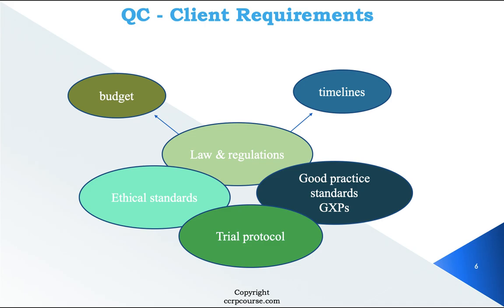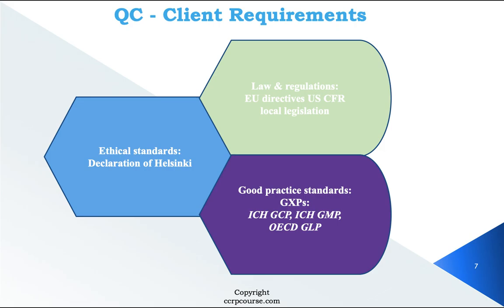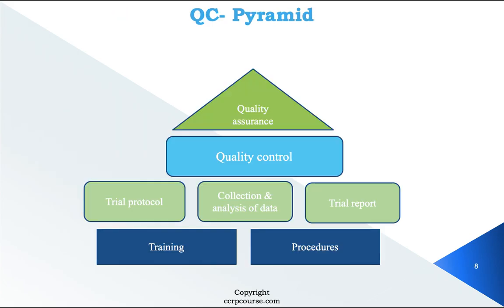You have the budget, the law and regulations, the timelines, along with the ethical standards, the trial protocols, and the good practice standards, which are also known as GxPs. You also have the ethical standards, which is the Declaration of Helsinki. You have the good practice standards with the GxPs: the ICH GCP, GMP, the OECD, and GLP. And you also have the law and regulations with the EU directives, US CFR, and the local legislation.